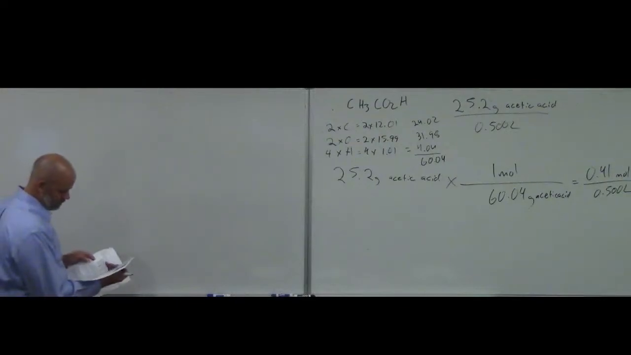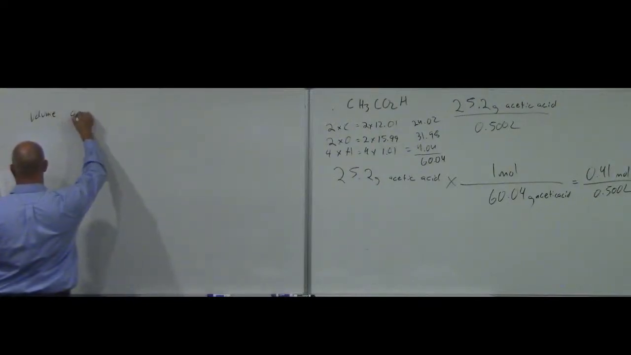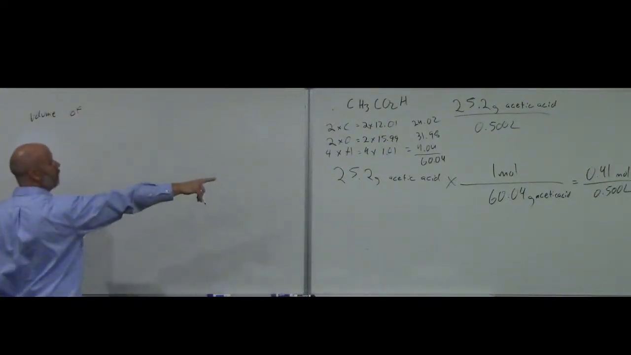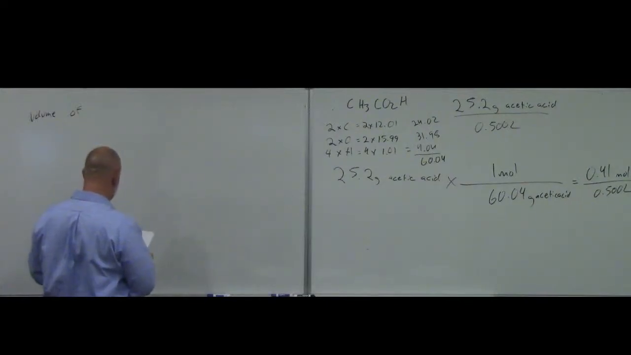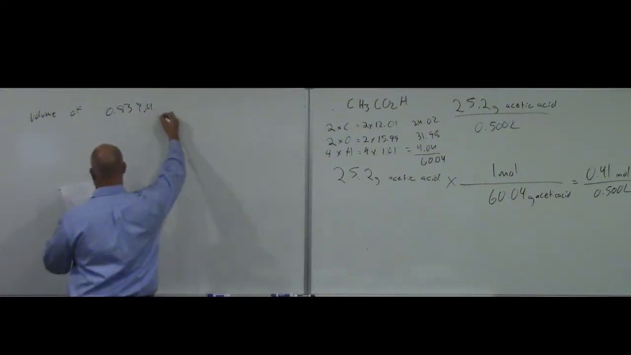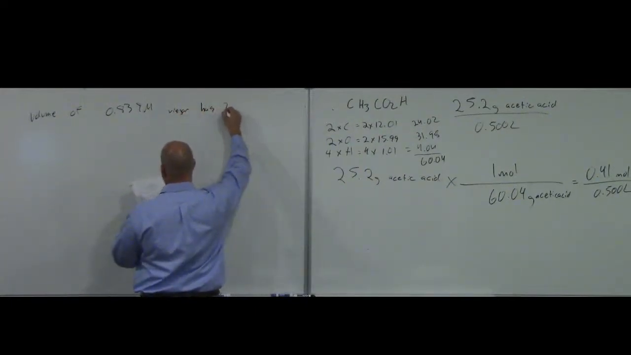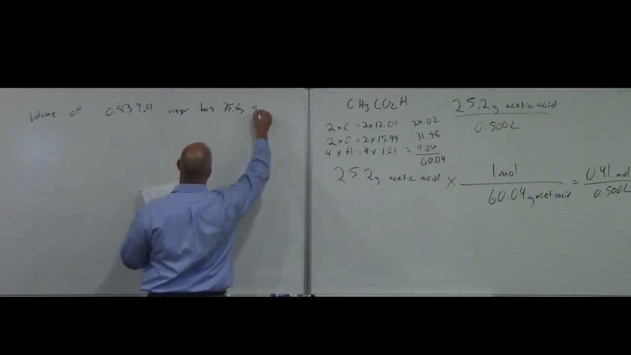All right, the next problem. Let's do that. Determine the volume of a solution containing a given mass of solute. Sorry, so it says what volume of that solution, 0.839 molar vinegar, has 75.6 grams of solute.